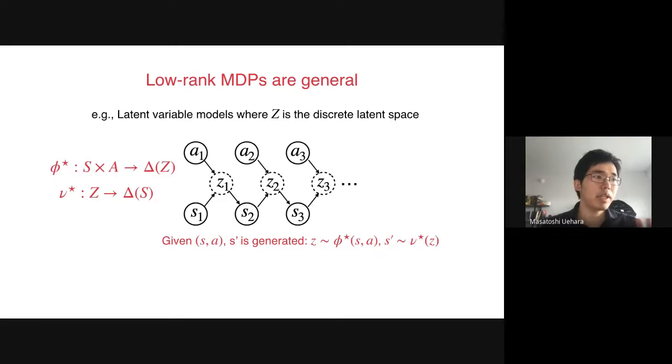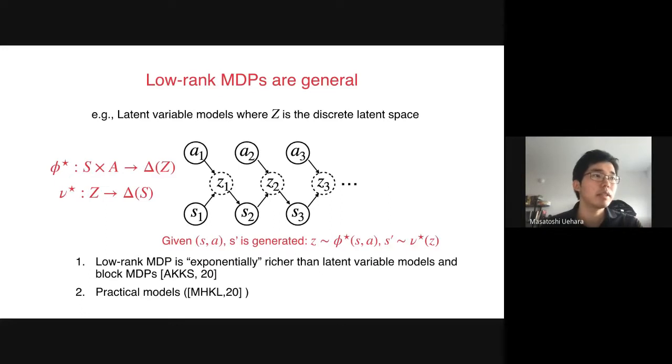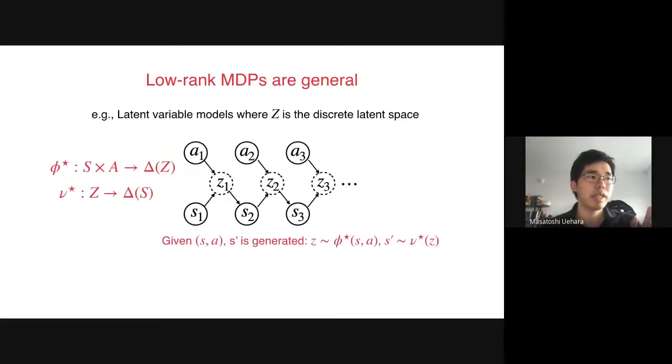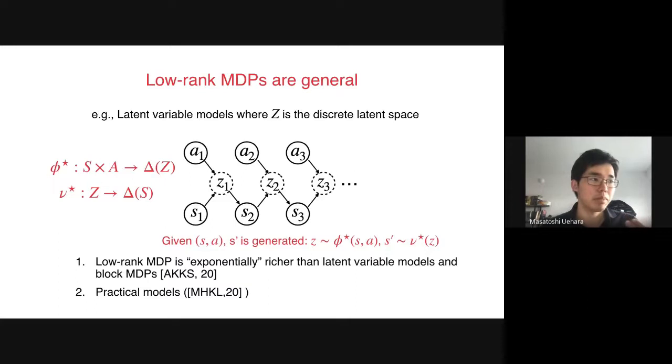Low-rank MDPs are much more general than latent variable models, because in latent variable models there is an assumption that mu star and phi star are non-negative, because they are PDFs. But in low-rank MDPs, mu star and phi star can still be negative. So in that sense, compared to latent variable models, low-rank MDPs are much richer. And we can say the same thing for block MDPs.